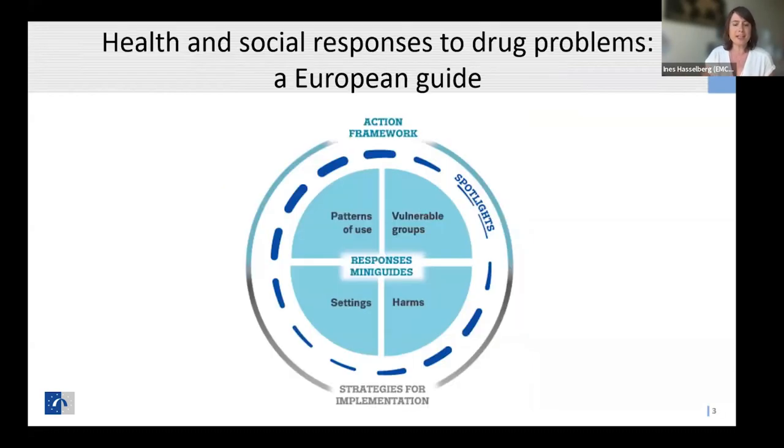So the mini guide is part of a larger set of mini guides that together form the Health and Social Responses to Drug Problems, a European guide. This is a free resource, fully digital, and you can find it very easily on our website, and it's very easy to navigate between the different components of the guide. Now, what this guide does is look at key public health challenges in the drugs field today. And then we try to provide practical advice for practitioners and policymakers who are in the process of designing, targeting and implementing responses to these problems. The guide is composed of four sets of mini guides that you see here: patterns of drug use, vulnerable groups, etc., looking from a different perspective at the problems.